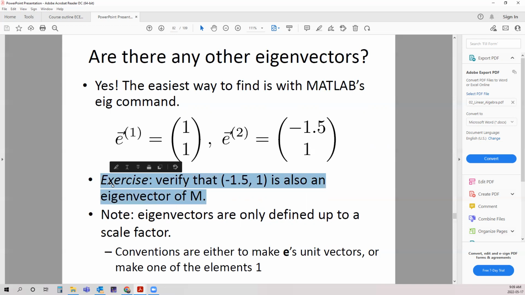Note, eigenvectors are only defined up to a scale factor. Conventions are either to make it a unit vector or make one of the elements 1. So this question on slide 82 is an in-class practice. You should submit it by next week. Okay, I will share another Google Drive to submit there. Clear?